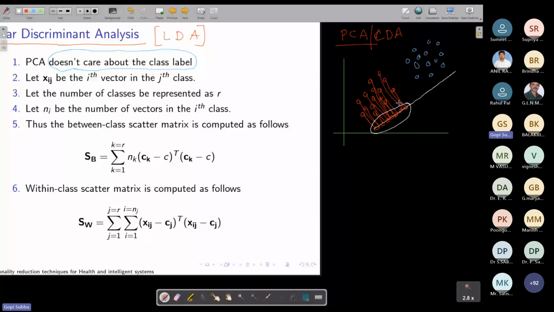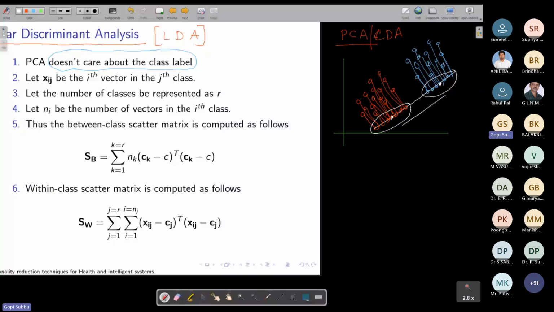So if I do this projection here, after doing this projection, all these blues are getting projected on this line, and this should come as close as possible. That is one of the conditions. The other condition is the mean, meaning the midpoint of this one and this one. We need to have them wide apart. This gap I need to make as large as possible.